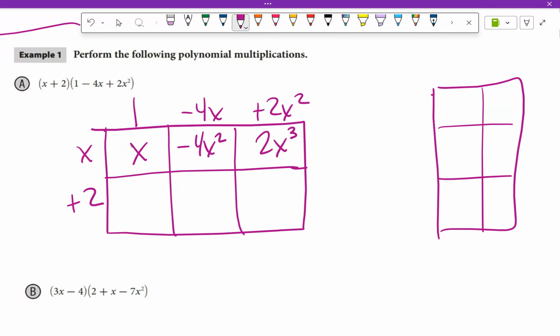2x cubed. Good. What's 2 times 1? 2. What's 2 times negative 4x? Good. What's 2 times 2x squared? 4x squared. All right. You're going to notice that we're going to do our little combining like terms thing, right? You want to make sure that it's actually the same thing, okay?